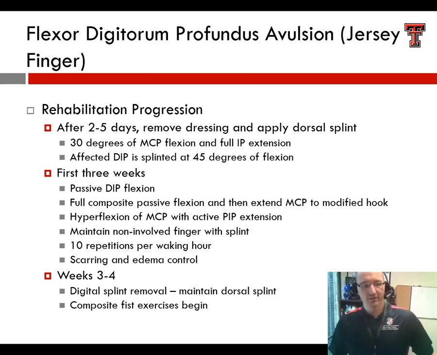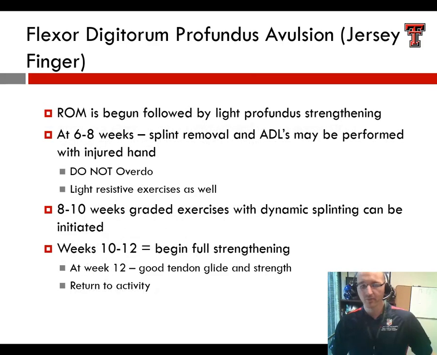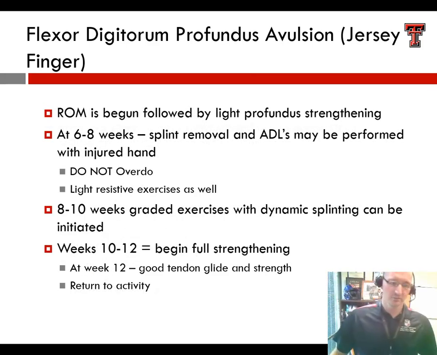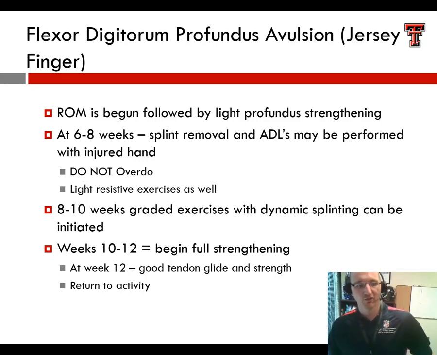Okay, so if I had surgery, after 2 to 5 days, remove the dressing, apply a splint. First 3 weeks, you notice mostly just range of motion exercises. When we get to week 3, we can start doing some fist exercises. When we get to week 6 through week 8, can start using the hand for ADLs. Got to be careful here not to overdo it, because the repaired insertion is still very vulnerable.